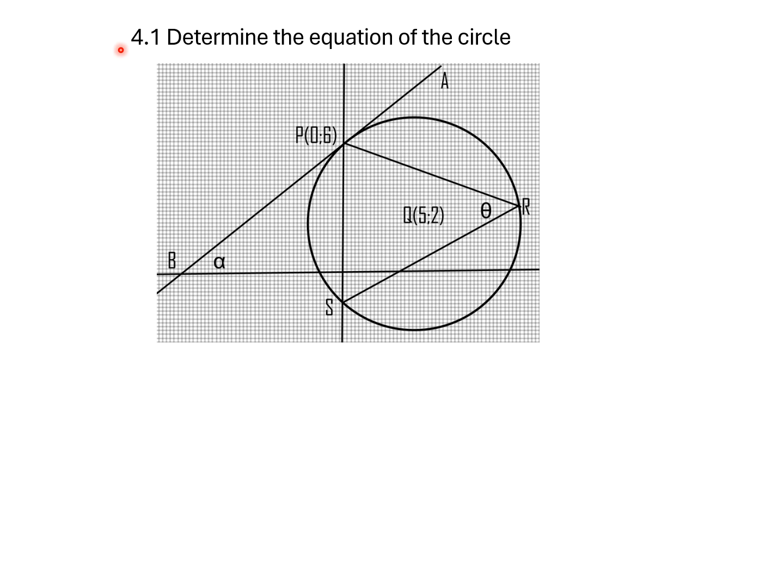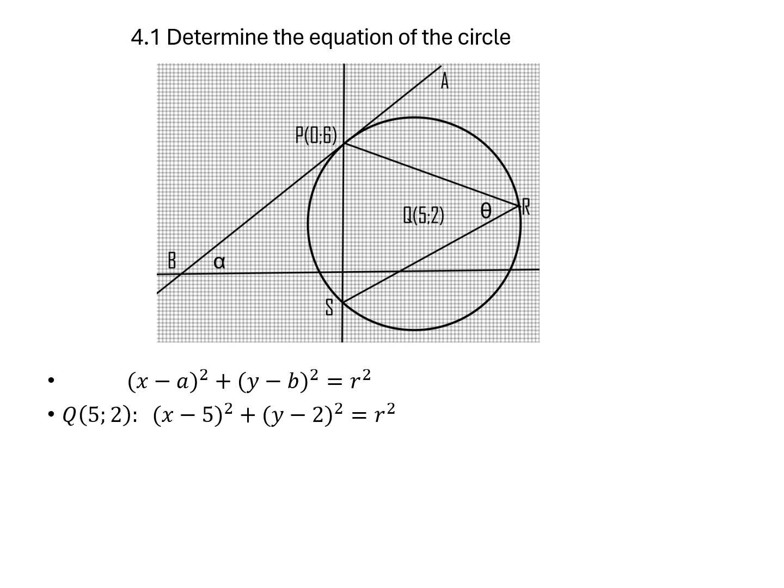4.1, determine the equation of the circle. They've given me the center Q(5; 2). Because it's not (0; 0), we have to substitute into (x minus a) squared plus (y minus b) squared equals r squared. Plus 5 must go in as negative 5 and plus 2 goes in as negative 2. Very important you remember, the signs always change. So Q(5; 2) becomes (x minus 5) squared plus (y minus 2) squared equals r squared.